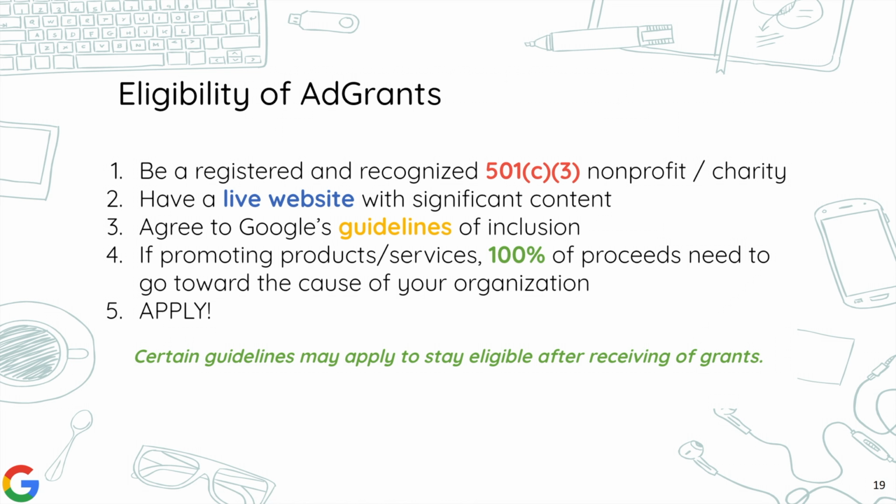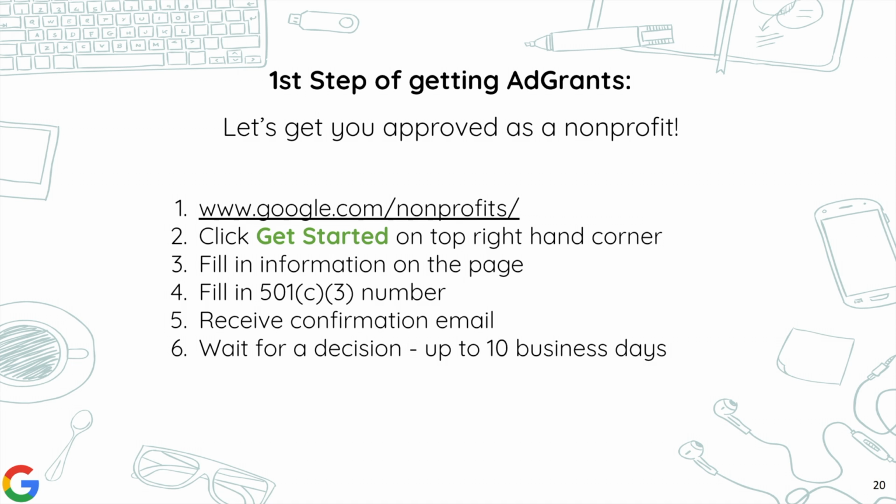You apply by going to www.google.com/nonprofits, clicking Get Started on the right-hand corner, filling out the information about your organization, including your 501(c)(3) number, receiving a confirmation email, and then waiting up to 10 business days for a decision.